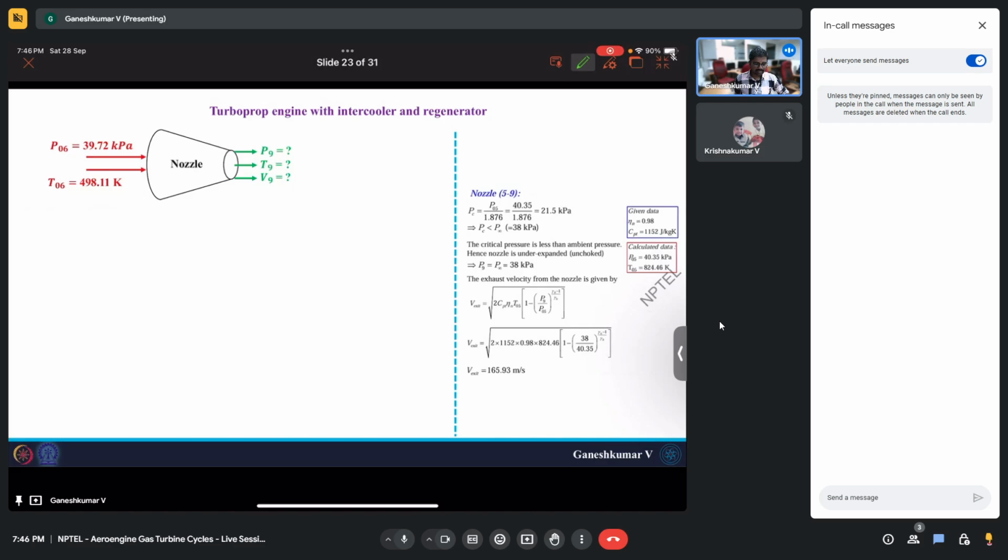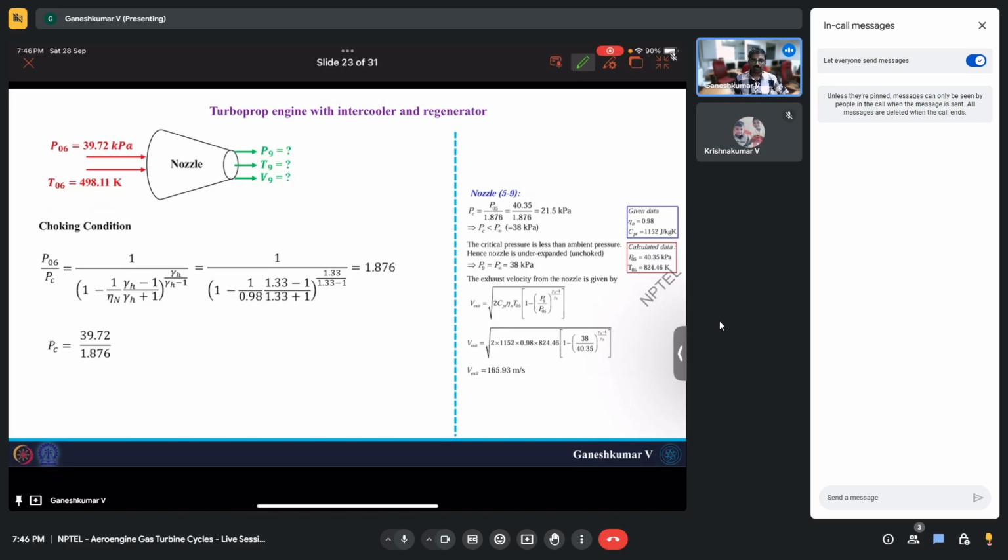So the next component is nozzle, and first, as usual, we need to find the choking condition. Using the choking condition, you can find the critical pressure to be 21.717 kilopascal, and that is less than 38 kilopascal, right? So the nozzle is unchoked, right? And hence the exit pressure would be the same as 38 kilopascal.